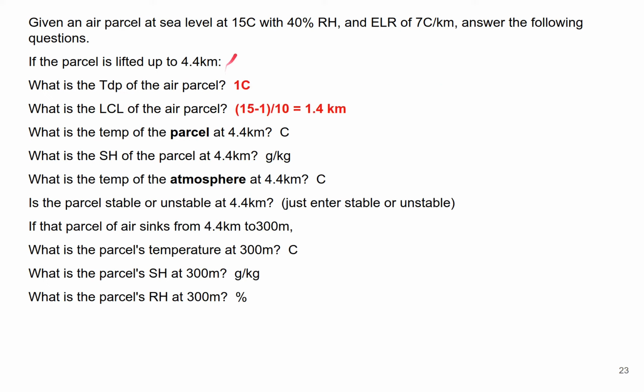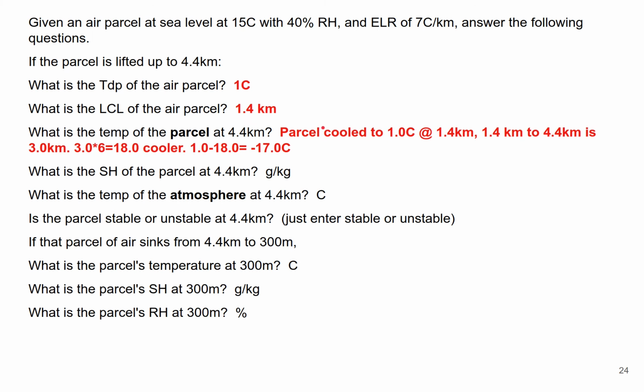So we know the starting temperature, 15. We know the dew point temperature, 1 degree. 15 minus 1 is 14, divided by 10, because the dry rate is 10 degrees of cooling for every kilometer you go up. So 14 divided by 10, 1.4 kilometers is going to be the lifting condensation level.